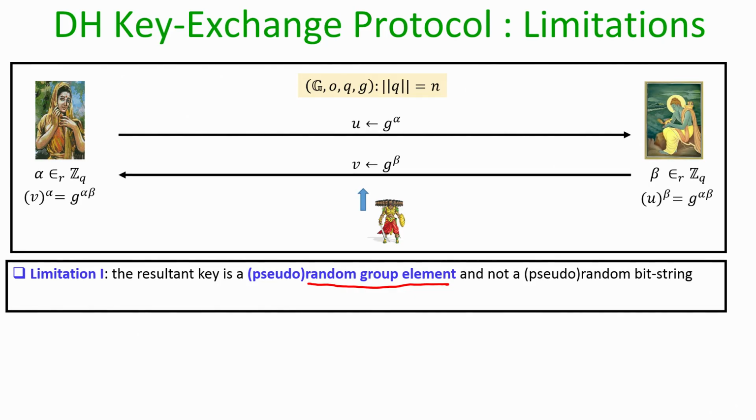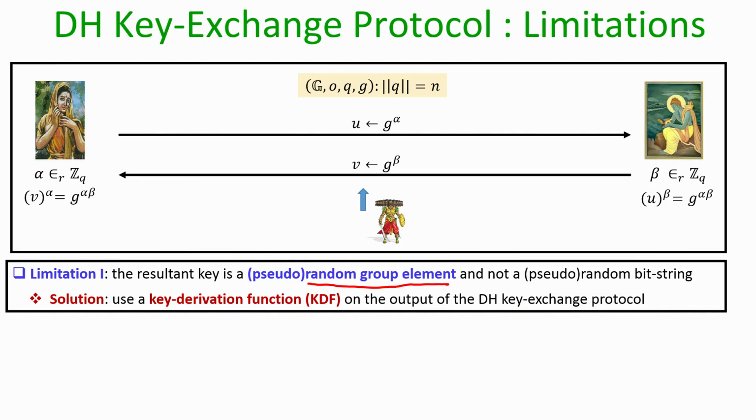Remember, in any symmetric key cryptographic primitive we assume that both sender and receiver start with a pre-shared common random key, which is a bit string known only to the sender and the receiver. But by running this Diffie-Hellman key exchange protocol, a sender and a receiver can only agree upon a pseudo random group element and not on a pseudo random bit string.